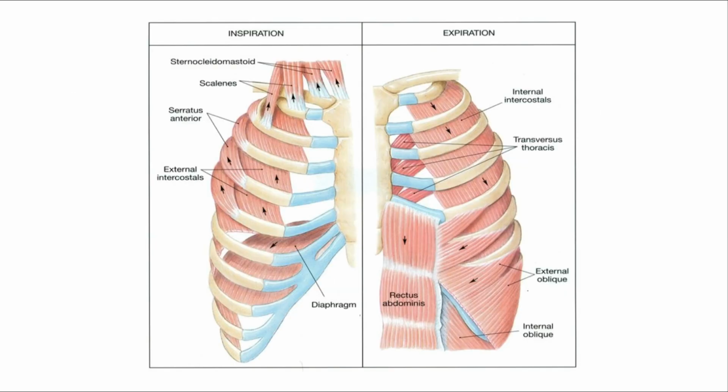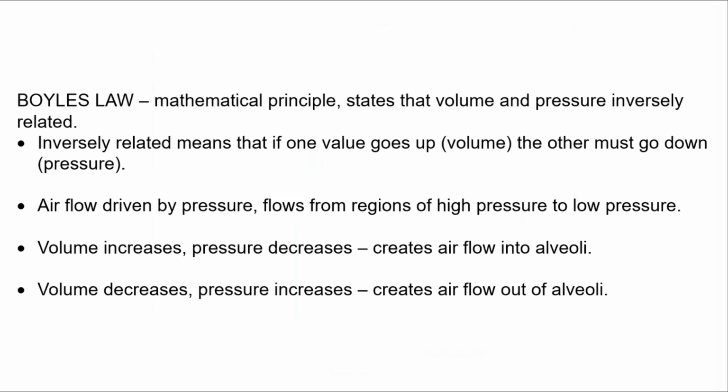The muscles of inspiration are shown on the left, with the muscles of expiration shown on the right. The diaphragm and external intercostals are involved with quiet inspiration and quiet expiration, while all others are involved in either forced inspiration or forced expiration. The changes in volume that occur during pulmonary ventilation create pressure changes, and those pressure changes create airflow either into or out of the lungs.